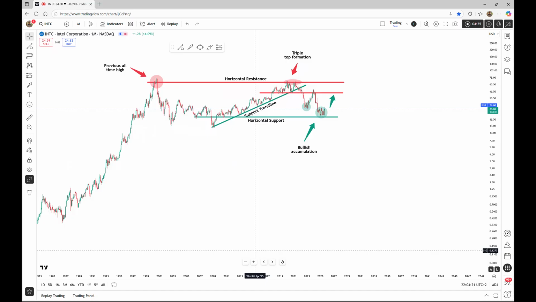Don't get caught up in any of the short-term volatility. Keep your long-term vision.